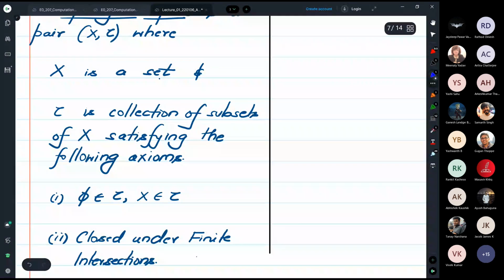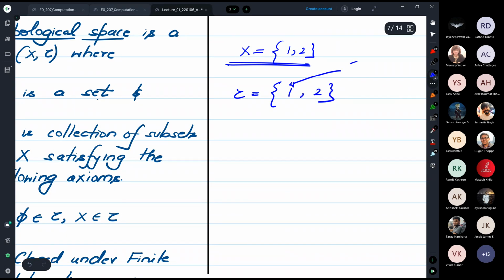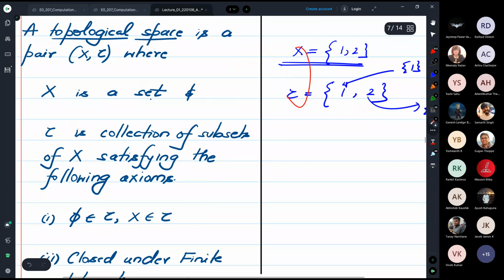Let me give an example. Of course, the example that I'll give you is going to be very trivial, but nevertheless, to begin with, this is good enough. Let's say X is a set made up of two elements, and let's say I give you this collection over here. This has to be interpreted as this set, and this as this set. The first question one can ask is, does X comma tau define a topological space?